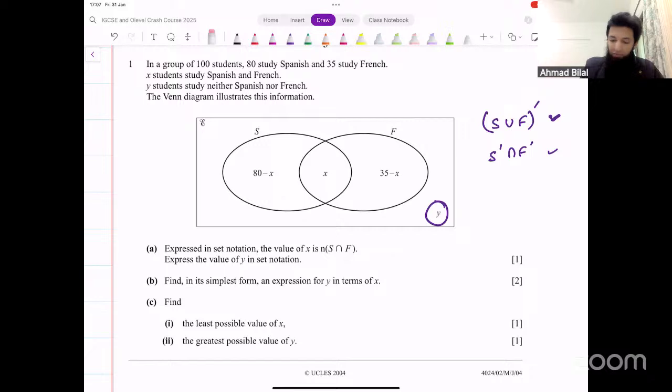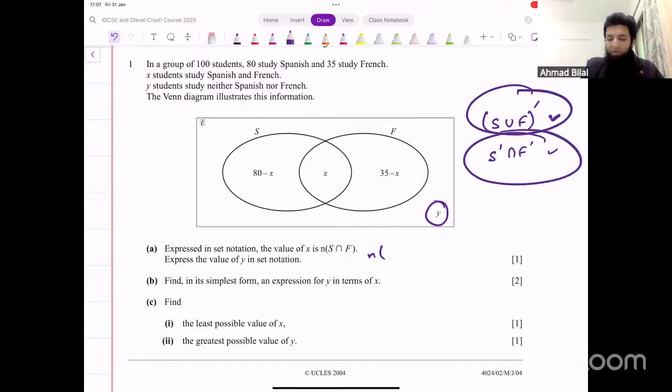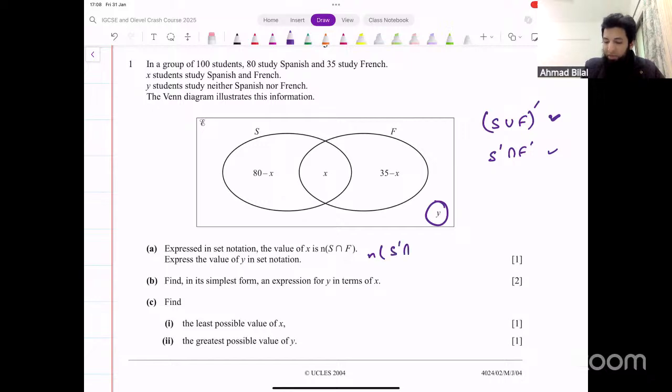Now we have to write the value of Y in set notation. What's the value of Y? It's the number of elements in the set. So we would say N of either the first option or the second option, both of them are going to be acceptable, right? So you could say, for instance, N of S complement intersection F complement, or N of S union F whole complement. Both of them would work here, okay? Now it says find in its simplest form an expression for Y in terms of X.